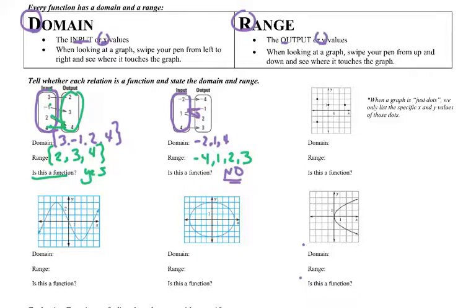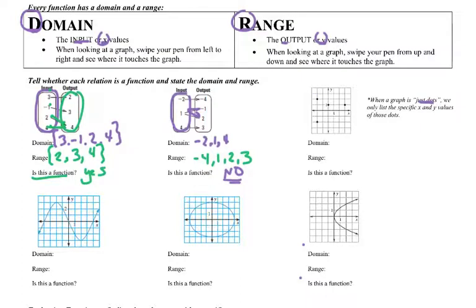Now we're going to talk about graphs. And so graphs can be one of two ways. They can be kind of just dots, and this one is just dots. So when it's just dots, all we're doing is listing the coordinates of those dots.